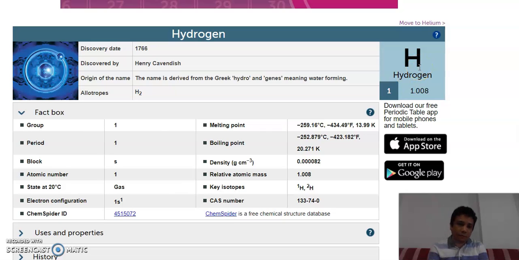I think that is the introduction to the periodic table. In the next lecture, I will describe all the properties of all elements and periodicity.